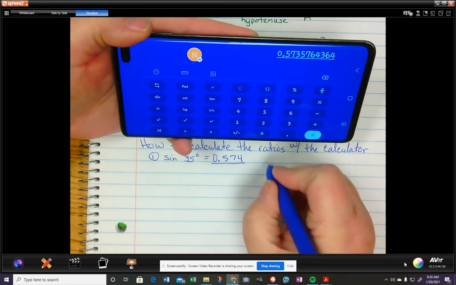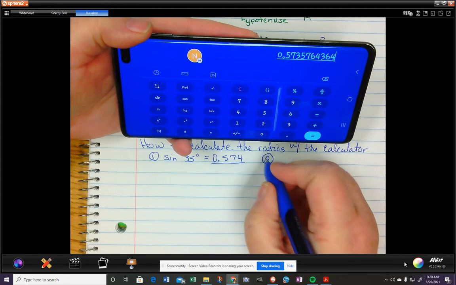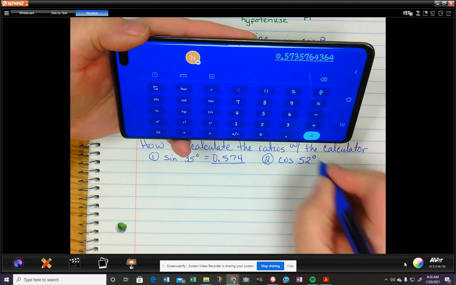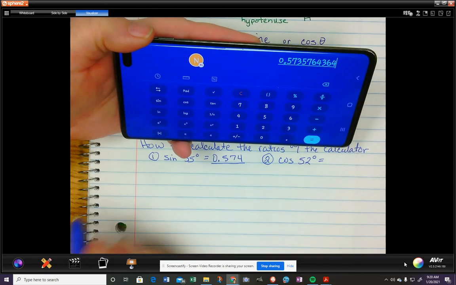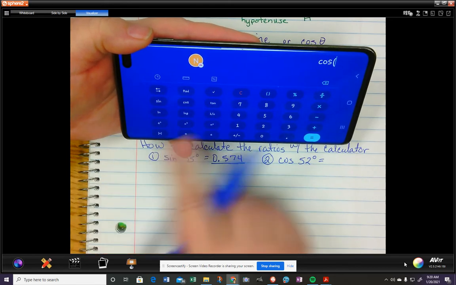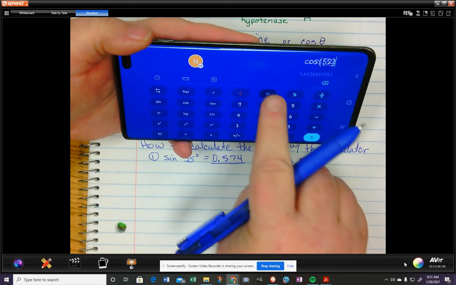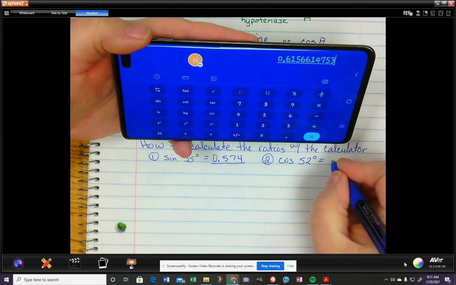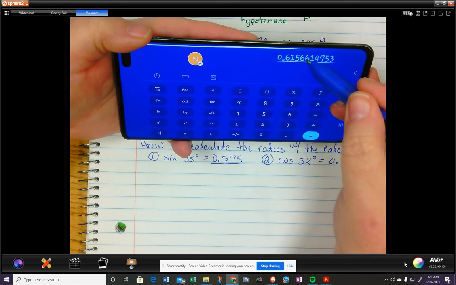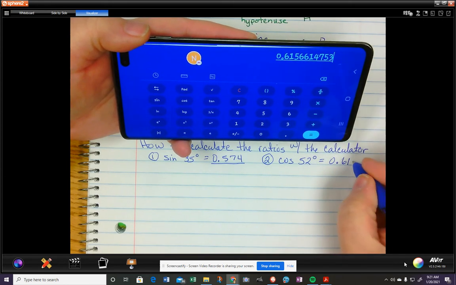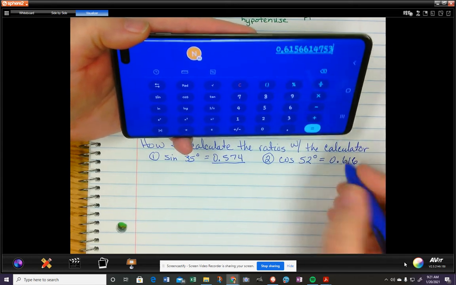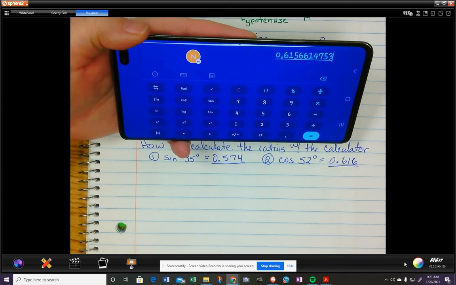Okay? Number 2. Let's try this one. Cosine 52 degrees. So I press the cosine button. Whoops, I've got to clear it. Cosine 52, close parentheses, equals 0.61. And I look at the number past the third number, it's a 6. So I round that up. And there's my answer. There's my ratio.